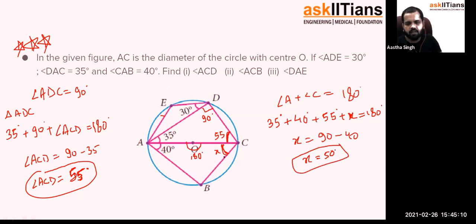I think the point is very much clear. You have got the value of x. Now, what is x? x is your angle ACB. Next is angle DAE. Angle D, angle A, and angle E. To find this value, how will you find this angle? Do you know the angle E? Guys, how will you find angle DAE?